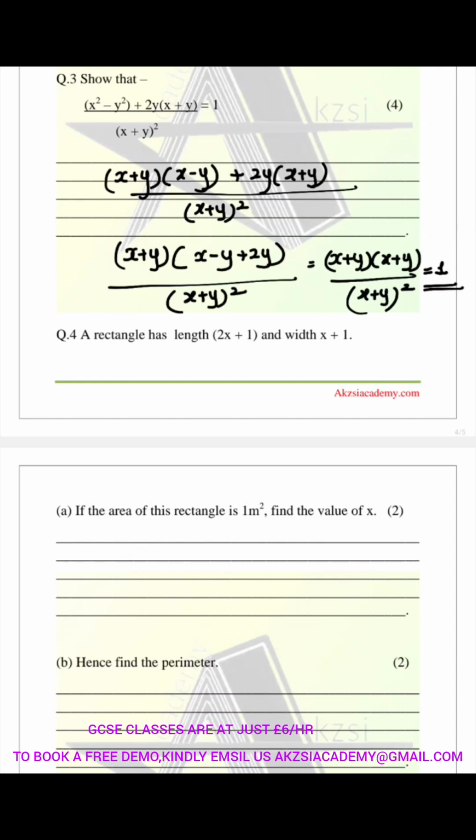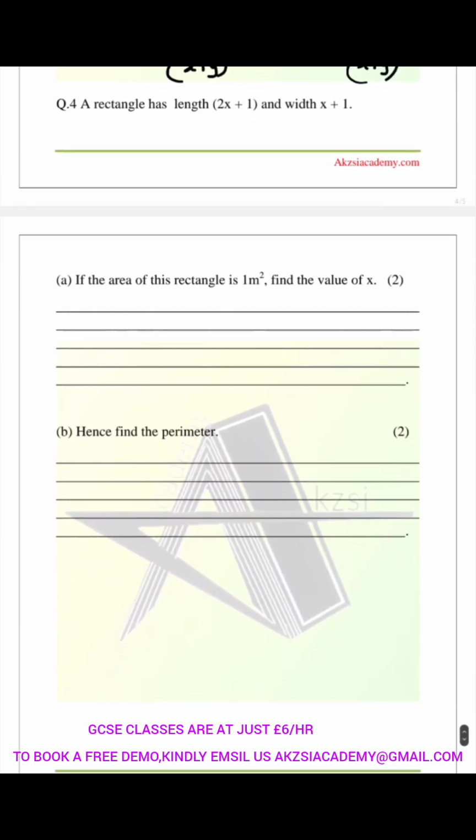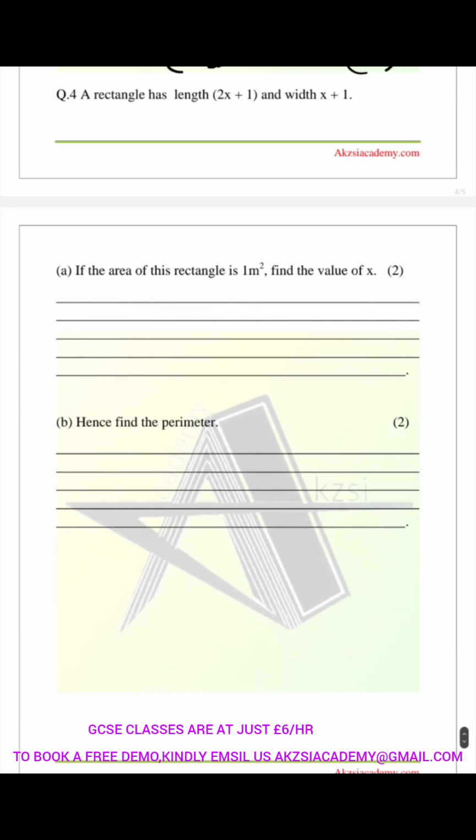Moving on to our very last question, it says a rectangle has length 2x plus 1 and width x plus 1. If the area of this rectangle is 1 meter squared, find the value of x. Well, we know that area is length times width. So if length times width is 1, that means 2x plus 1 times x plus 1 is equal to 1. We have to find the value of x. Let us expand this bracket.